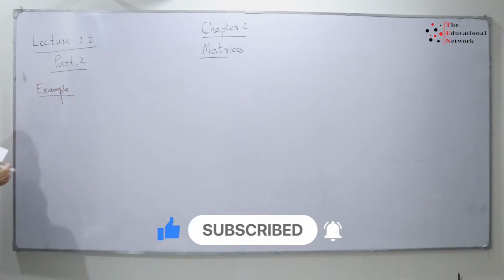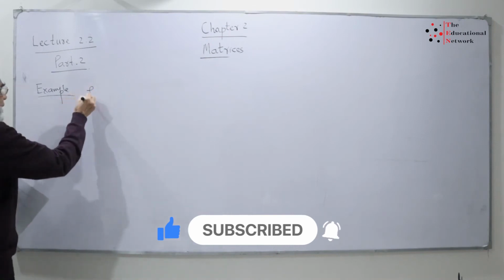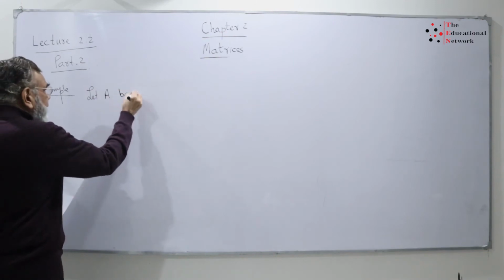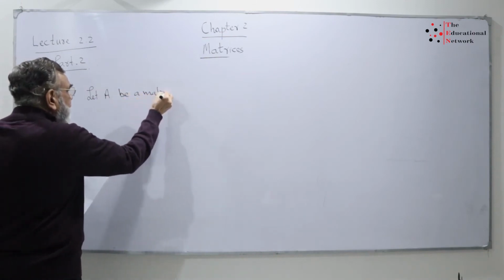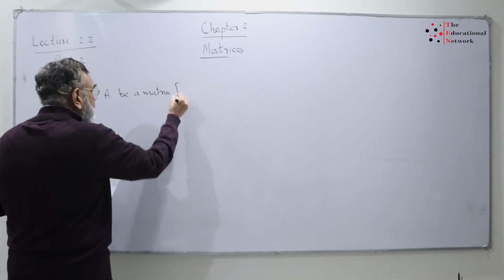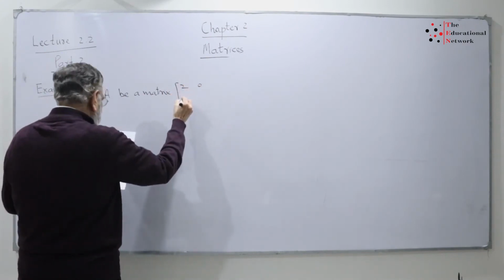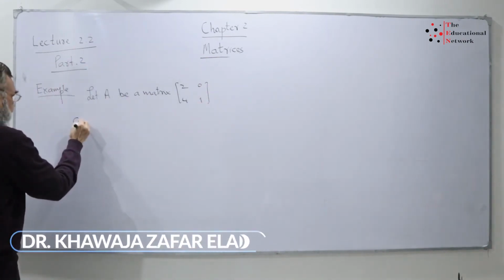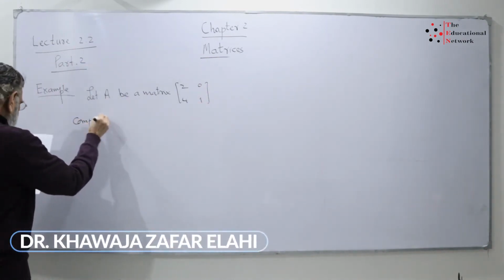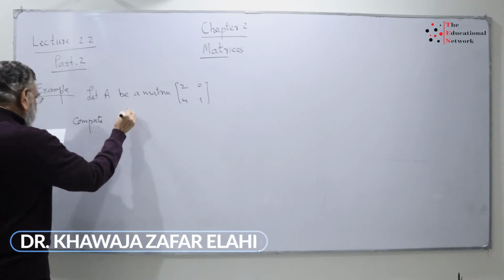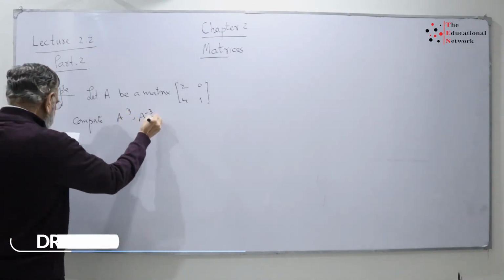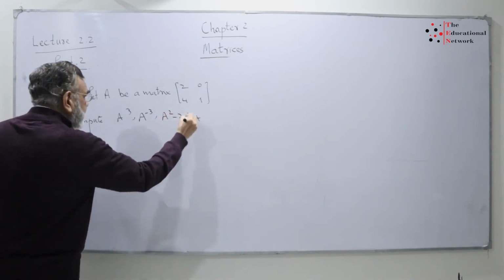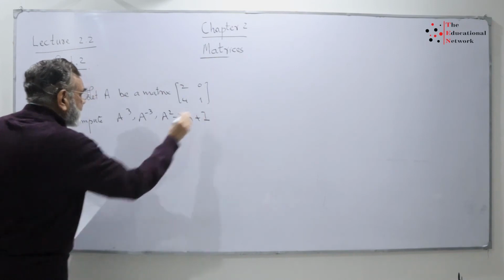We want to solve this matrix equation. We have matrix A and matrix B. Matrix A is given as 2, 0 and 4, 1. We want to compute or find the value of A cubed, A to the power minus 3, and then A squared minus 2A plus I. So we want to solve this.